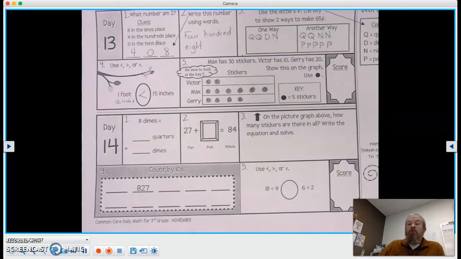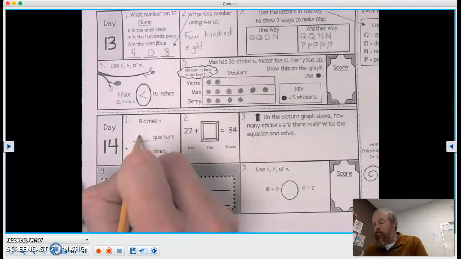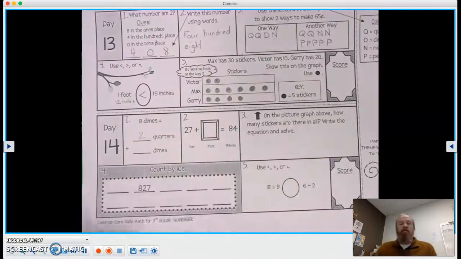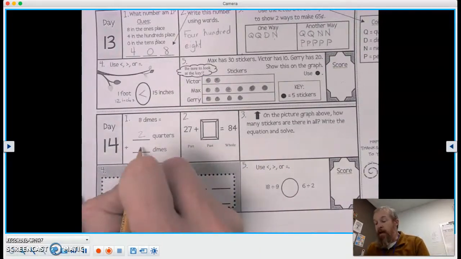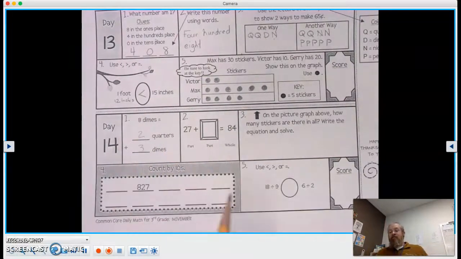Because it has to be equal. So let's go 2 quarters. That would make 50 cents, right? So that'd be 50 cents, and then we count up to 80 cents by tens from 50 cents. So 50 cents, and then 60, 70, 80. So 3 dimes. So 8 dimes equals 2 quarters and 3 dimes.